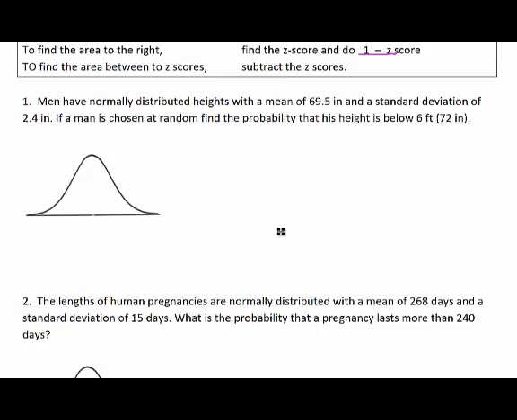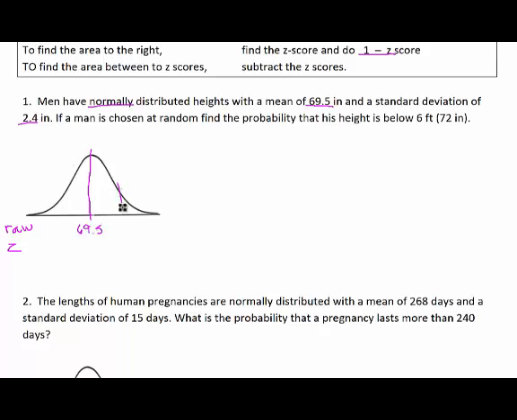Okay, so here is our first problem. It says men have normally distributed heights, so that means I get to use my z-chart. Here is their mean, and here's their standard deviation. So let's draw. I like to do the raw data and the z data. So here's the middle. This is going to be my raw, and then I'm going to do z down here. Okay, so my raw data is 69.5.